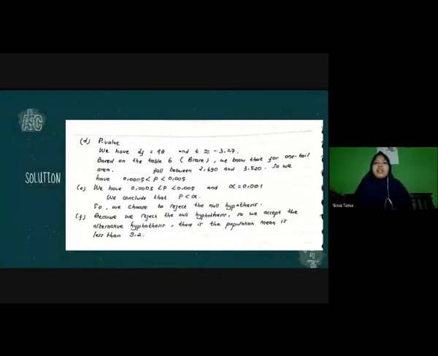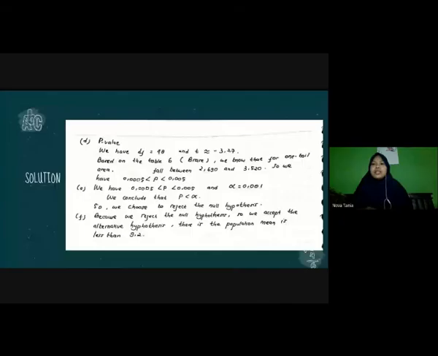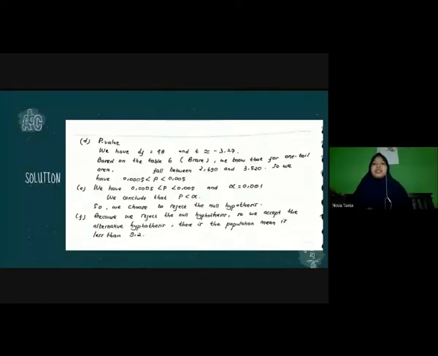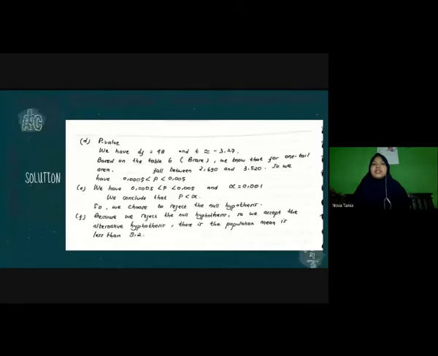And then for E, because we have the interval for p, and alpha is equal to 0.001, we can conclude that p is less than alpha. So we choose to reject the null hypothesis. And then for F, because we reject the null hypothesis, we accept the alternate hypothesis: the population mean is less than 9.2. Okay, this is my explanation.